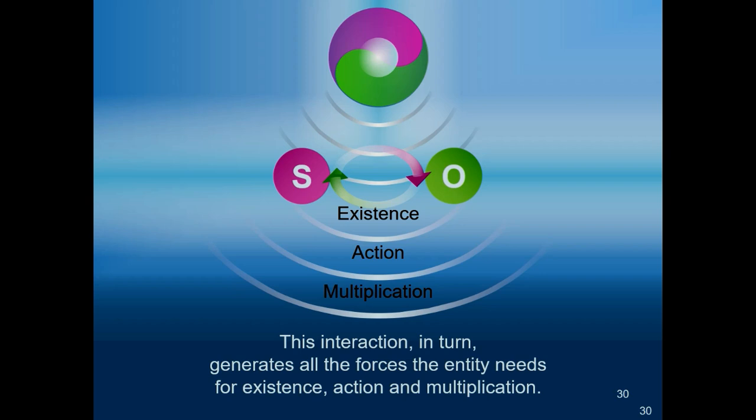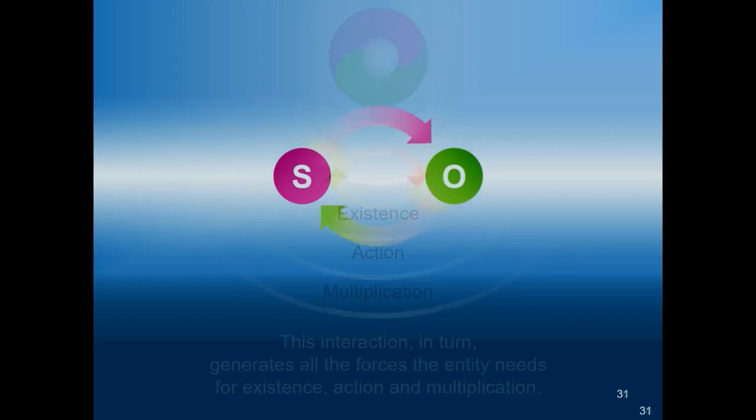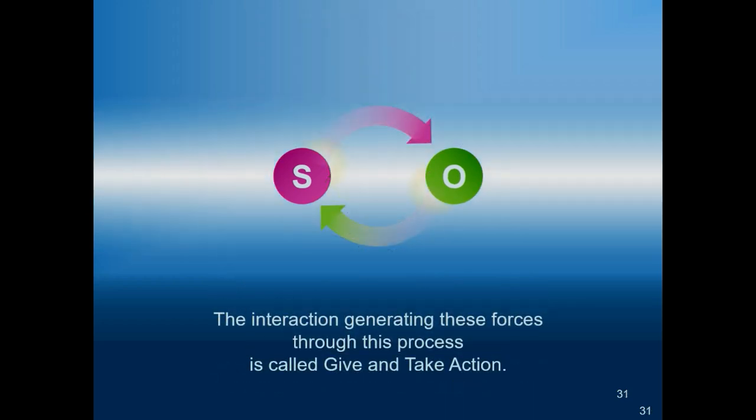So this interaction of give and take action generates all forces the entity needs for existence, action, and multiplication. Because when the interaction is created, the power comes, force comes. Give and take action generates force. Based on this force, people can exist, can act, and can multiply. The interaction generating these forces through this process is called the give and take action, or we also call it give and receive action.